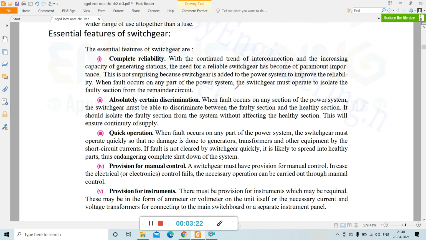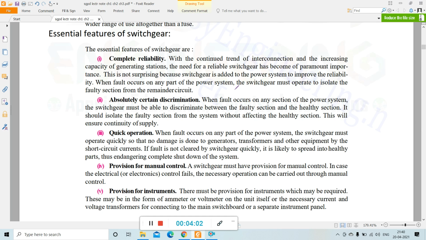Complete reliability means there is a need for a reliable switchgear. That means the switchgear device used in the power system is completely reliable under any condition. When a fault occurs on any part of the power system, the switchgear must operate to isolate the faulty section from the remaining healthy circuit. So complete reliability is a must.